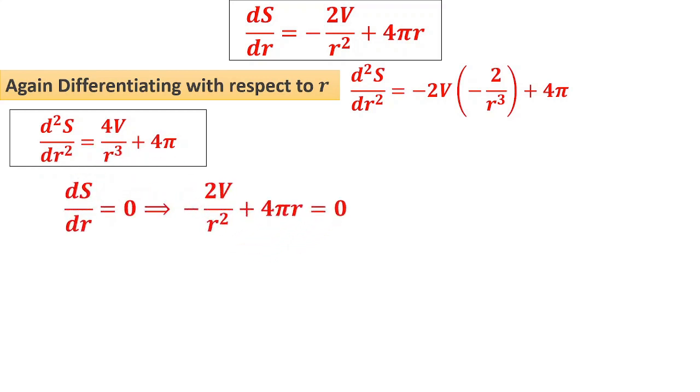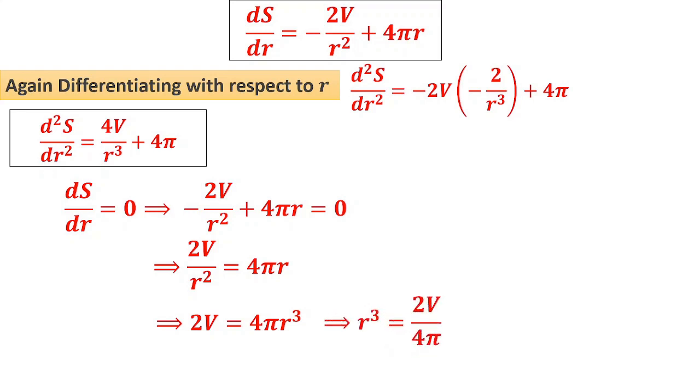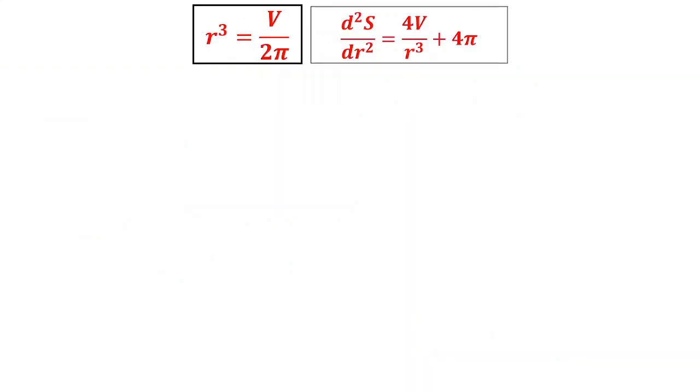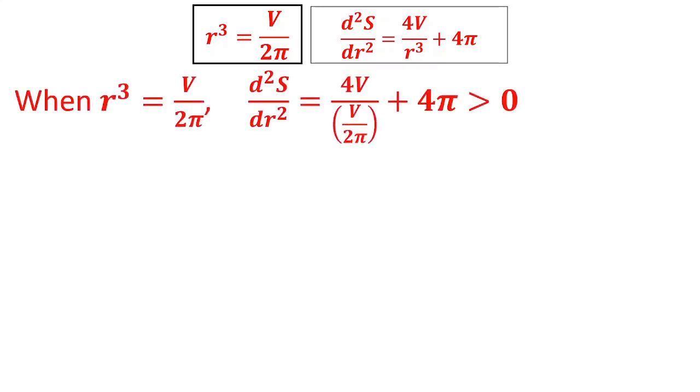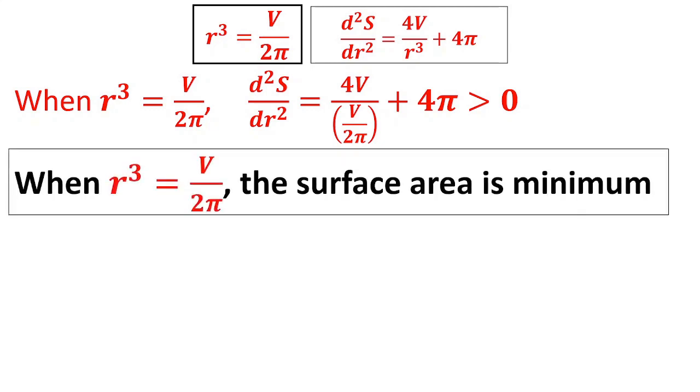And when I equate dS by dr to 0, I am getting 2V by r square is equal to 4 pi r, so 2V is equal to 4 pi r cube, therefore r cube is 2V by 4 pi. Let us keep this as r cube only, and no need to find r, it will become a cube root. Therefore r cube is V by 2 pi by simplifying. Now we are having the second derivative and r cube. Substitute it. When you substitute, I will get 4 pi upon V by 2 pi plus 4 pi. No need to do any calculation. All quantities are positive, it is greater than 0. What will happen if the second derivative is positive? Then it will be the minimum. When r cube is V by 2 pi, the surface area is minimum.